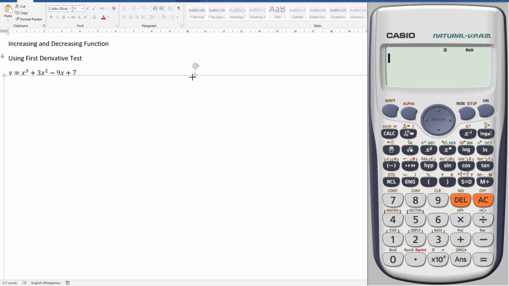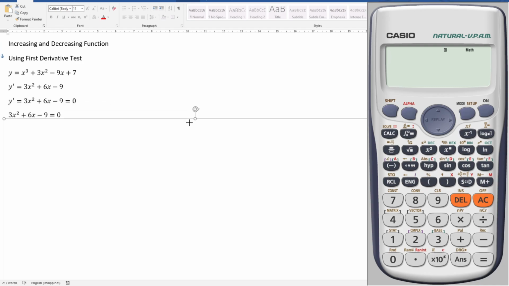First, we need to find the first derivative of the function given. So we are given with this function y is equals to x cubed plus 3x squared minus 9x plus 7. So since first derivative test ni, so pahitaon sa nato ang first derivative. So the first derivative is 3x squared plus 6x minus 9, and then we will be equating that to 0. So meaning y prime is equals to 0. And then we will be solving for the values of x.